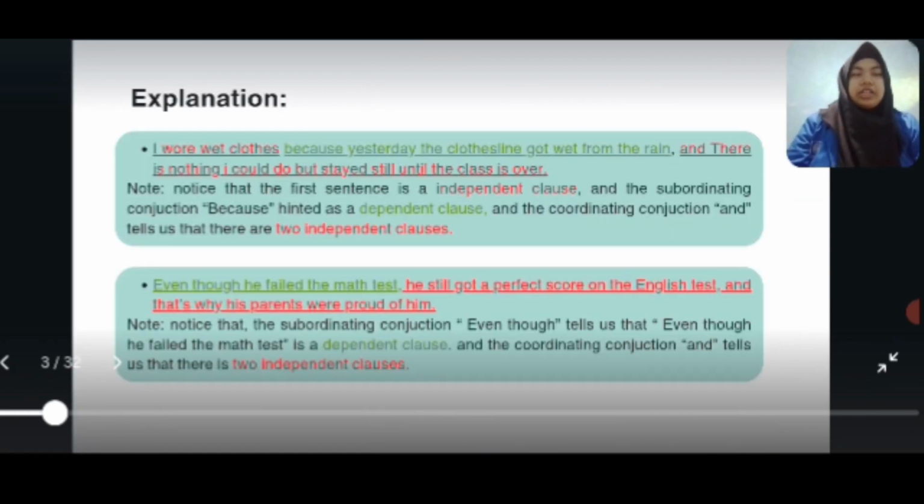And here's the explanation for the examples that I've read before. For the first one, notice that the first sentence is an independent clause and the subordinating conjunction because hints at a dependent clause. And the coordinating conjunction and tells us that there are two independent clauses. Then the second one, we notice that the subordinating conjunction even though tells us that even though he failed the math test is a dependent clause.